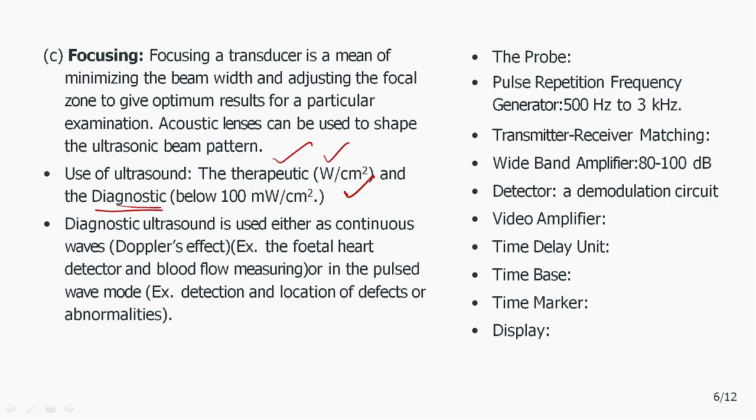And in some cases they are also using continuous wave ultrasound, which is also called Doppler, using the Doppler effect, or Doppler ultrasound. It is basically used for fetal heart detection and blood flow measurement, and in some cases for detecting any abnormalities, any cyst, any type of cancerous cell, they are using pulsed wave mode. Two different modes or types of diagnosis are used.